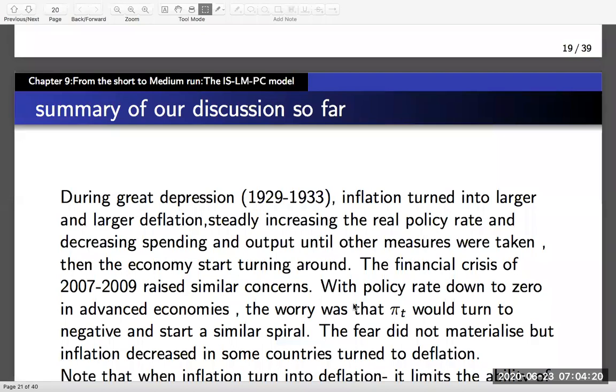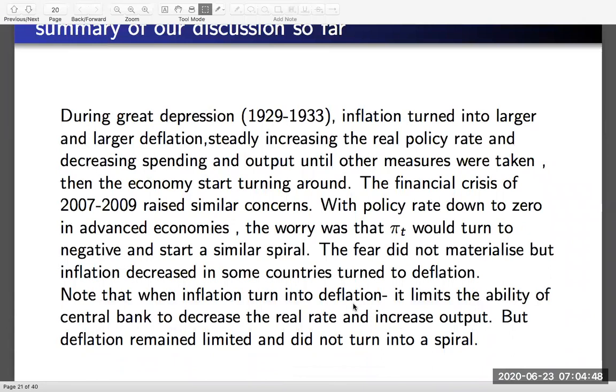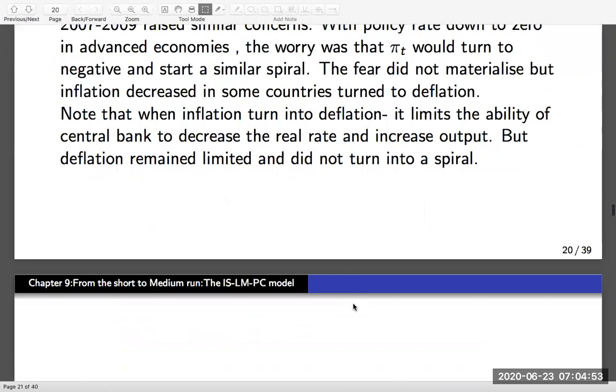The financial crisis of 2008 raises a similar concern. With the policy rate down to zero in advanced economies, the worry was that, remember the financial crisis, the European Union tried to lower the interest rate as much as they could until it went to zero, but there was nothing happening. So they were scared that they could fall into a deflationary spiral. They worried that inflation would turn negative and start a similar spiral. The fear did not materialize, but inflation decreased in some countries and turned to deflation. So that was not a big issue.